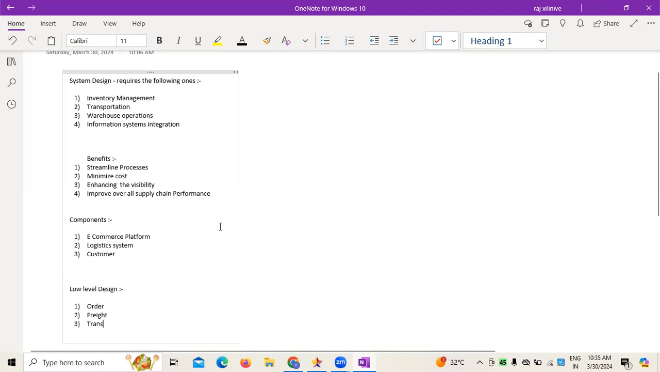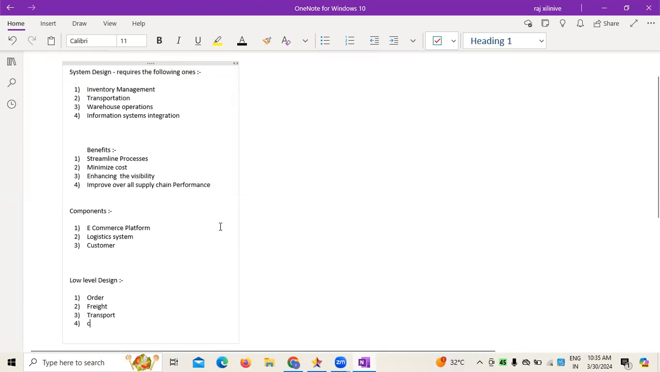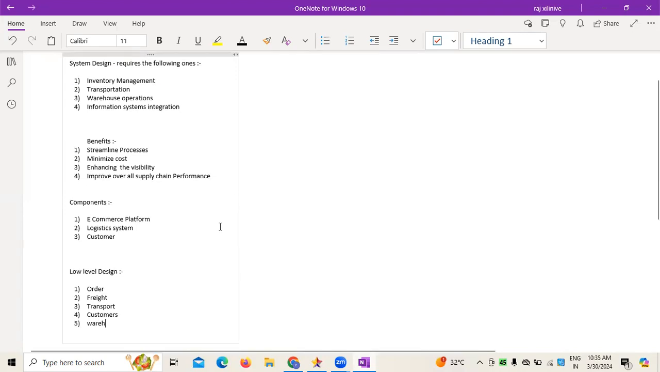The next table is called transport, with the transport ID number, vehicle number, category, etc. Next, the customer table, where we need the name, address, PIN code, and the order ID number of the customer who has raised the order, along with the merchant ID number. Next, the warehouse table, with pickup center ID number, reverse ID numbers, and so on.